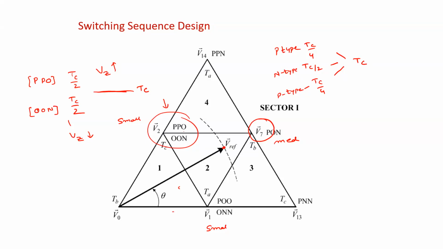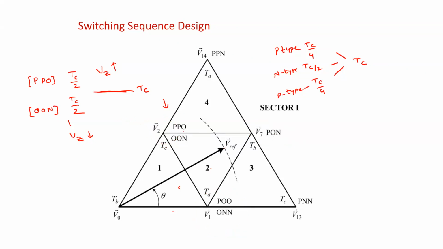So for V2 we have 2 options, right? We can choose PP0 or 00N. So that is the advantage of the switching redundancy that is especially created with space vector modulation, and that is particularly used to reduce the neutral point voltage deviation. Understood? Right. So this is the thing we used, right? So now come to our discussion.